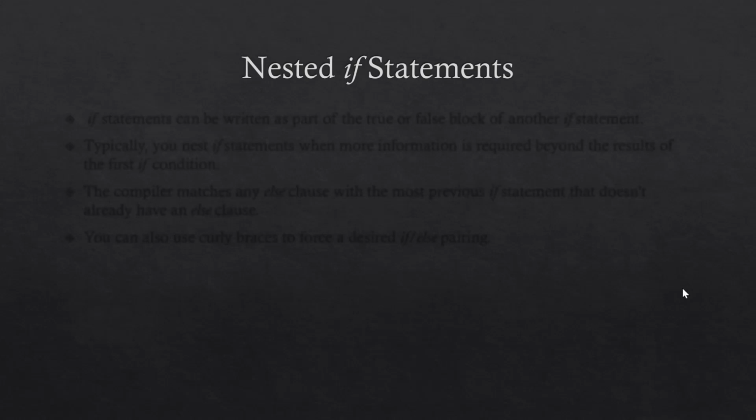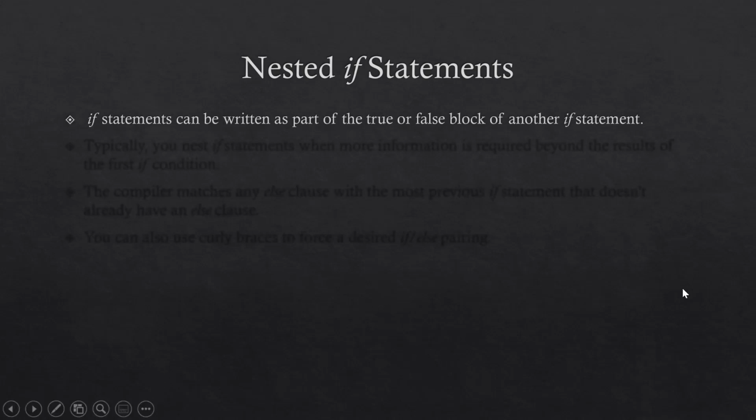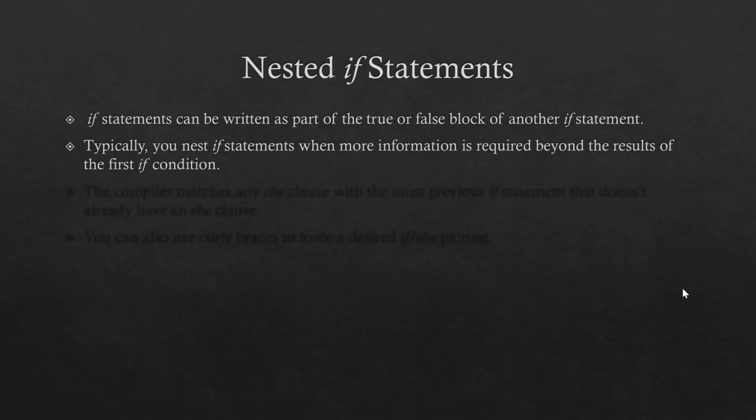We can also have our if statements inside the true or false block of another if statement, and that's what we call nested if statements. We usually use that if the first if statement does not have all the required information. So we need more information, and that's why we need another if statement to check another condition.